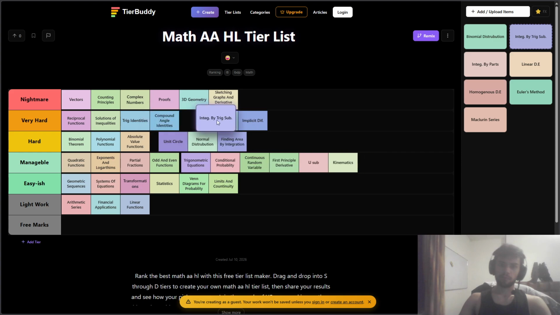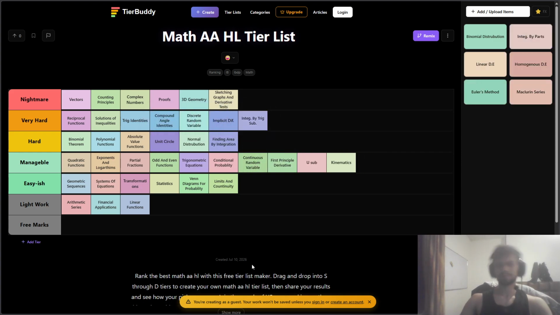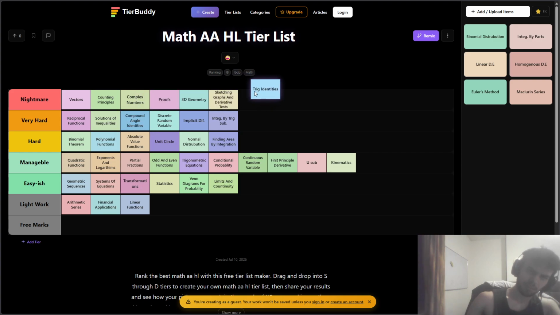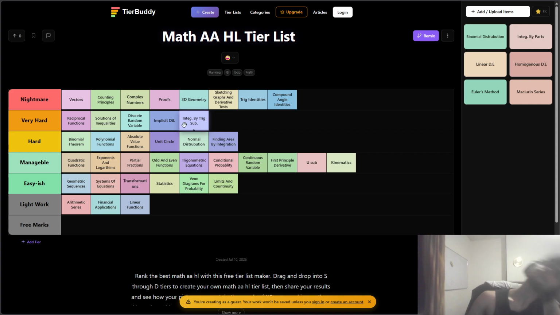Integration by trig substitution, very hard, but is it really that hard? I mean, you have to know the square root idea and taking things out of the root, and then using identities. But is it really that hard? I mean, let's see. Is it as hard as trig identities? Okay, let's move these up to nightmare tier. I changed my mind. No, I think they're hard tier. Not really very hard tier.